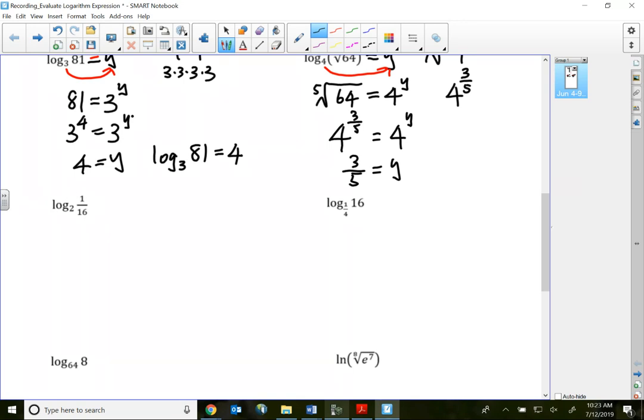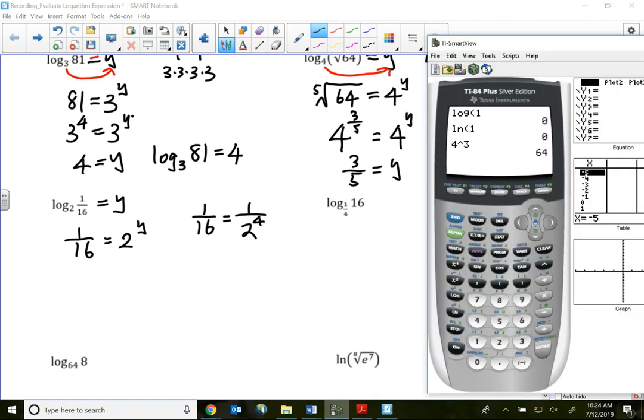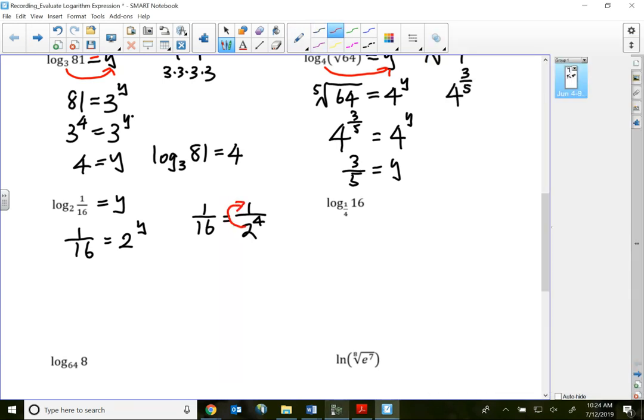All right, this one right here, set it equal to y. So bring my base over, I get 1 over 16. Okay, it's equal to 2 to the y power. So I can make 16 into a base 2 by saying this is 1 over 2 to the fourth power. Right, 2 to the fourth power is 16. All right, so since the other side is base 2, this base is in the denominator, so we got to flip it back to the other side.